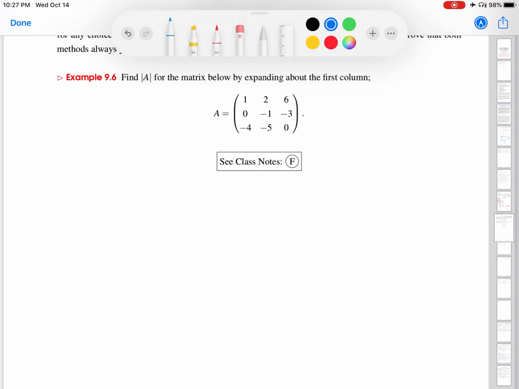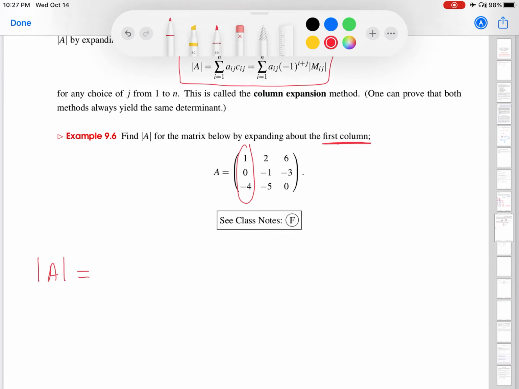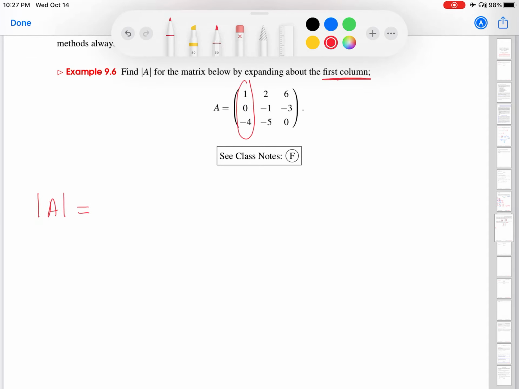So we're told to do this determinant calculation using the first column. So this is the first column. I'm going to write out the definition of the determinant using a column expansion, just right here for this matrix A. I'm going to sum from i equals 1 to the number of rows. In the column expansion, you sum the rows. In the row expansion, you sum the columns. So they're kind of switched. So I'm going to sum from i equals 1 to 3.